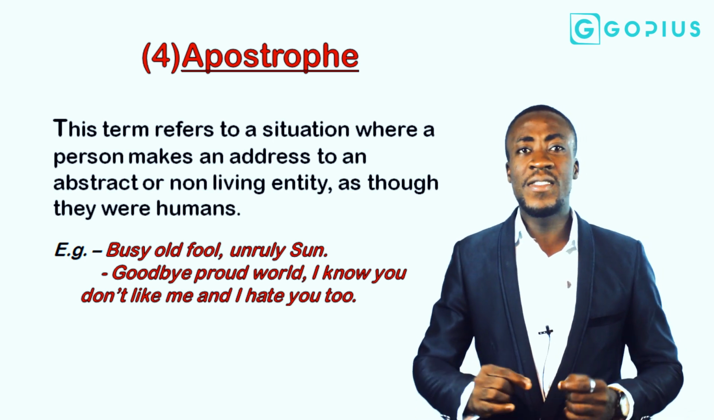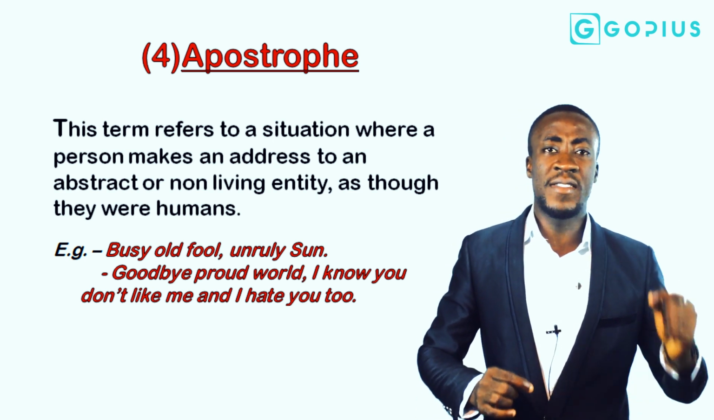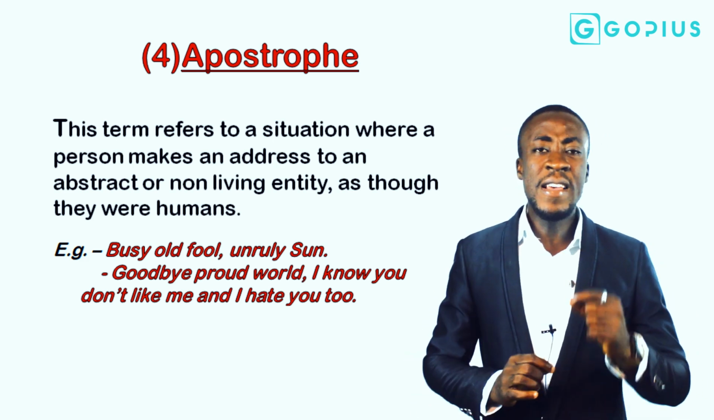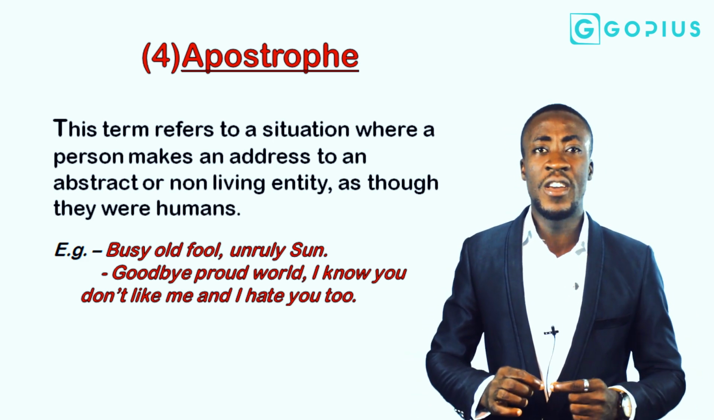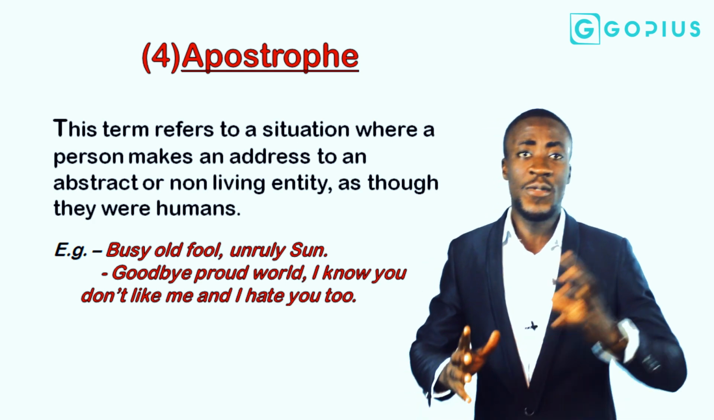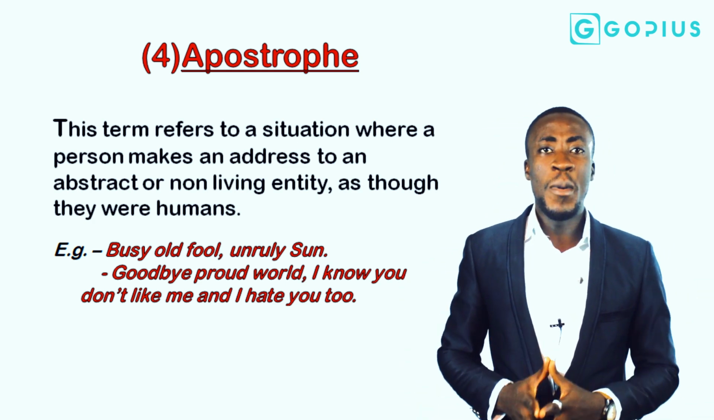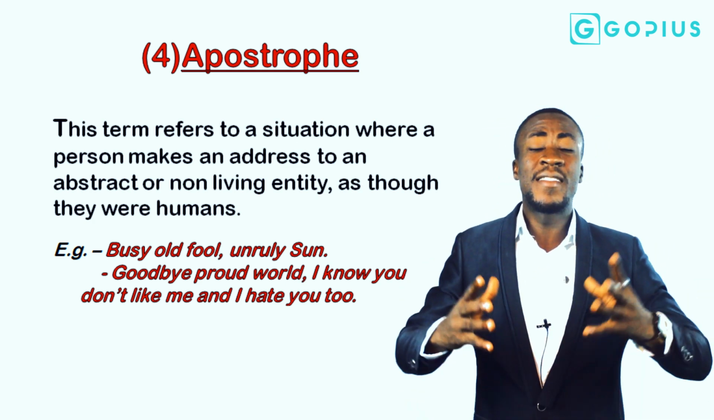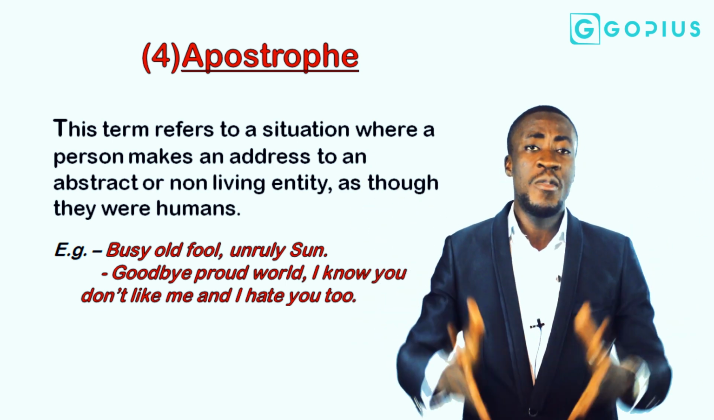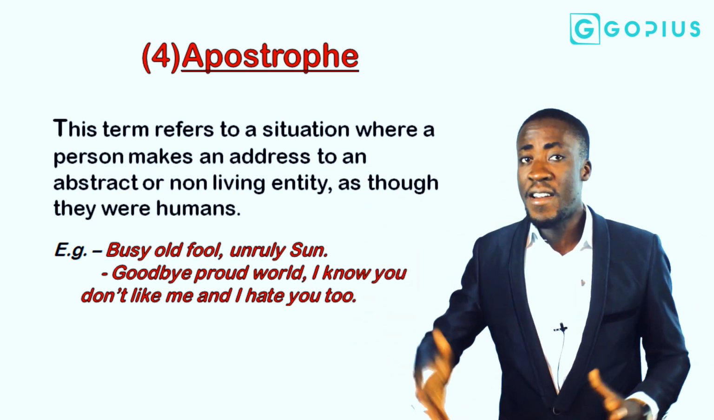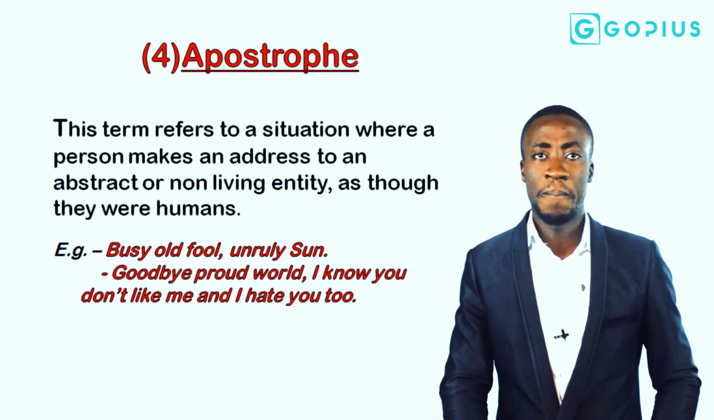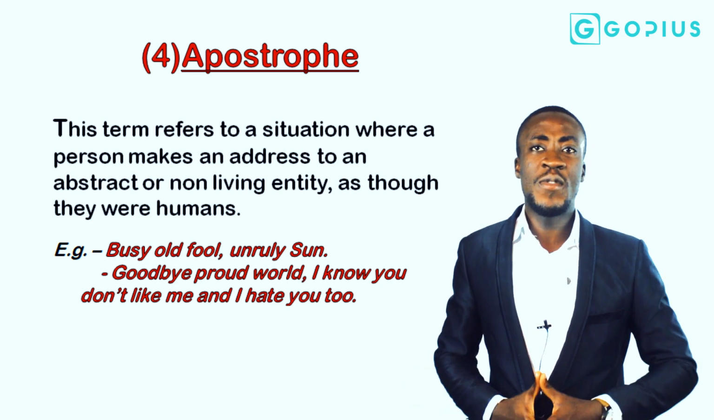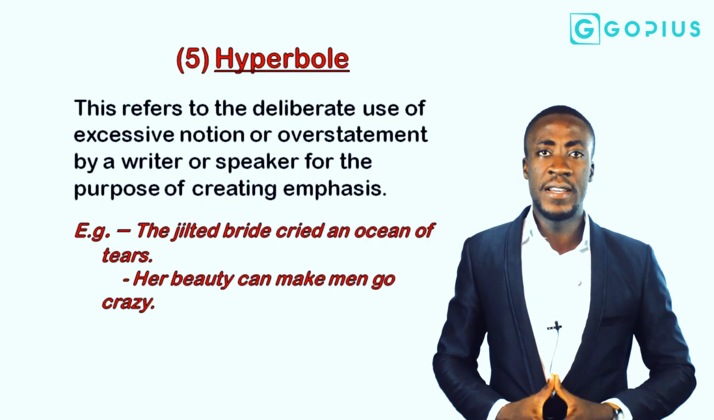So the striking distinction between a personified statement and an apostrophe is that in personification, the human actions are transferred to non-humans. But in an apostrophe, a statement is made to a non-human as though it had ears and could listen. The next figurative expression is hyperbole.